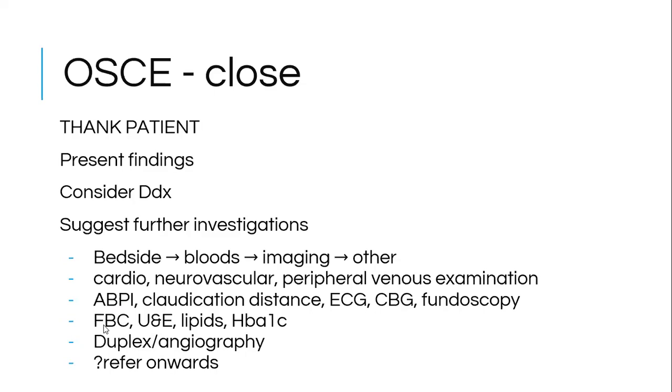You would do a full blood count because if someone's anemic and they have poor blood flow, that is not great. You do a U&E because you check for their renal function as well, because that can also be affected by the same processes. You check their lipids, so their cholesterol. You check their HbA1c, so you get a picture of what their sugar control has been like over the past few months. In terms of imaging, you would consider duplex or angiography. That's generally what's ordered. And you'd consider referring onwards to the vascular team.